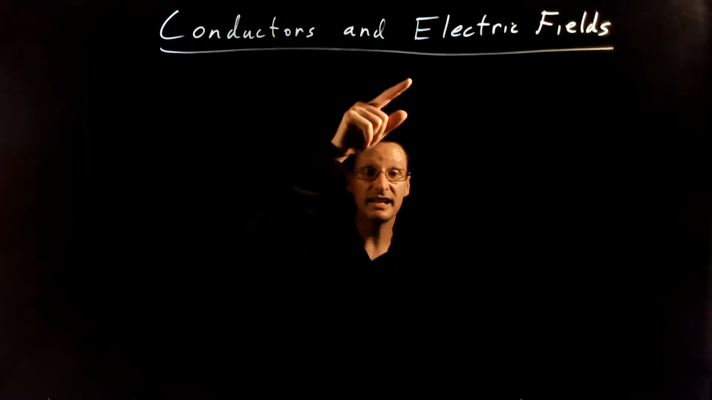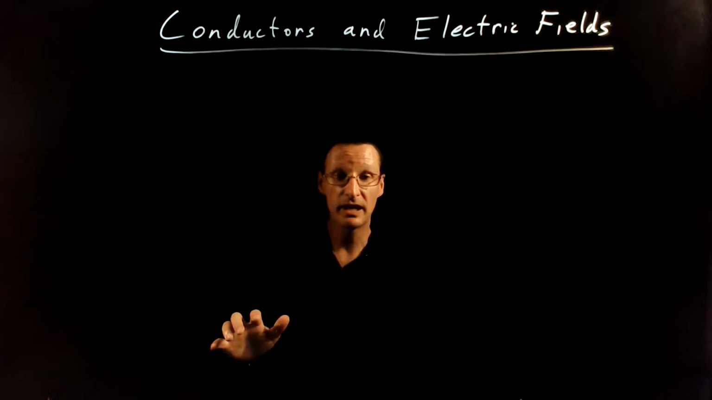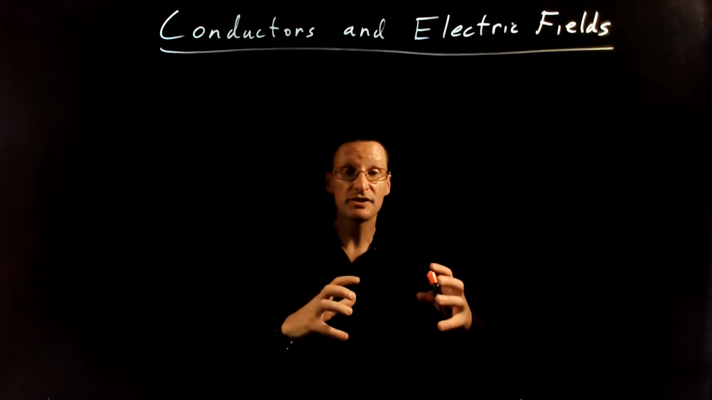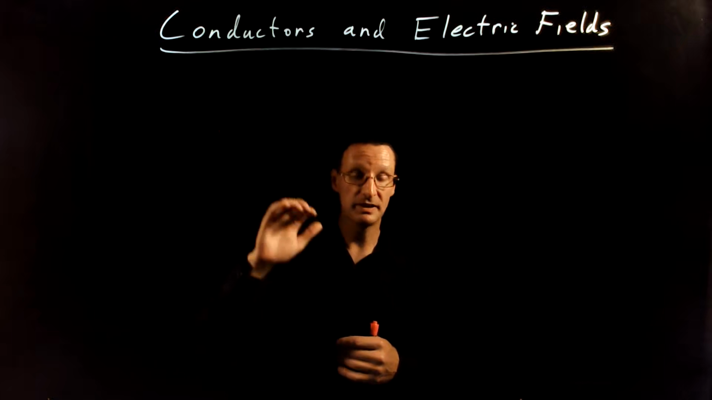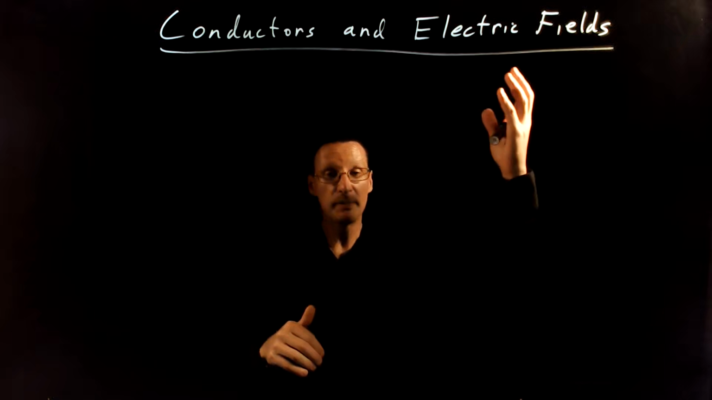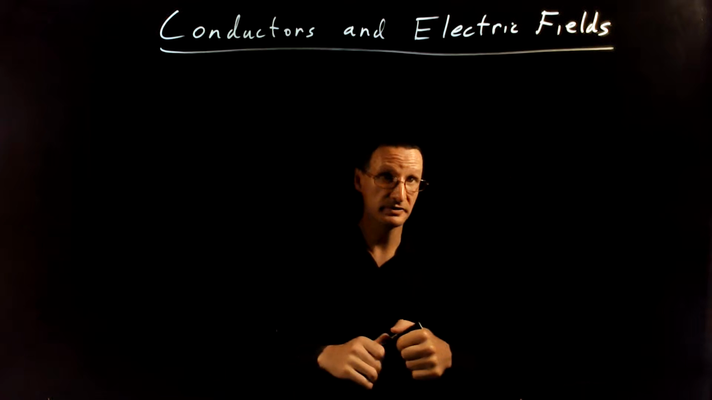Let's talk about conductors and electric fields. You probably remember that conductors have a special property: charges are allowed to move freely inside of a conductor. Because of that special property, they have some special configurations with electric fields. So let's see what those are.